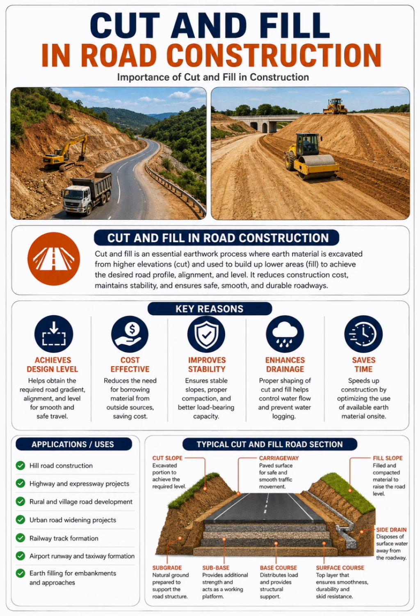So this portion was actually filled to raise the road to the required level. Then we have our subgrade, that is the natural ground prepared to support the road structure. The whole concept is on this grade, which is your natural ground level. You only dress the surface, prepare the surface to be able to carry the load coming on the surface. Then we have the sub base, which provides additional strength and acts as a working platform for the subgrade. Then we now have the base, which distributes loads and provides structural support for the sub base. Then we now have the surface course, which is the top layer that ensures smoothness, durability, and resists skidding.